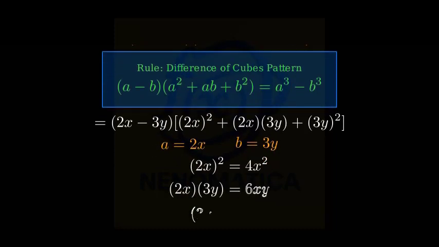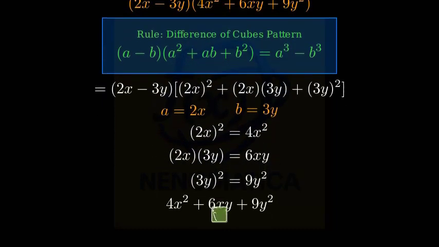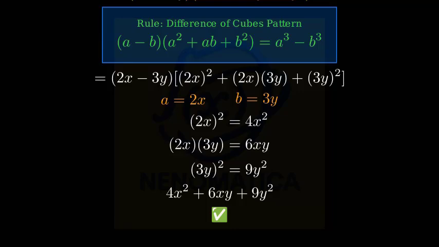Now, let's check if the second term has the form a squared plus ab plus b squared. We have 2x squared, which is a squared. Then we have 2x times 3y, which is a times b. And finally, we have 3y squared, which is b squared.